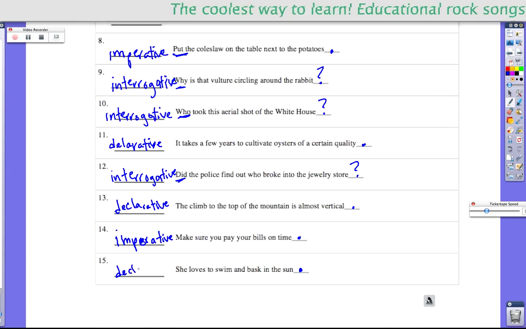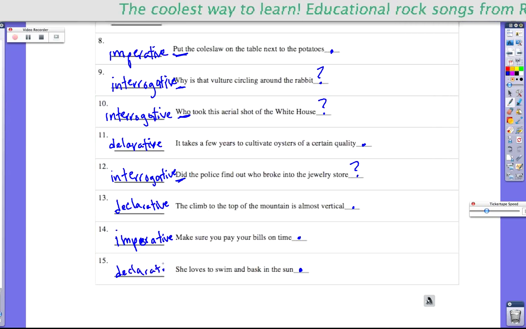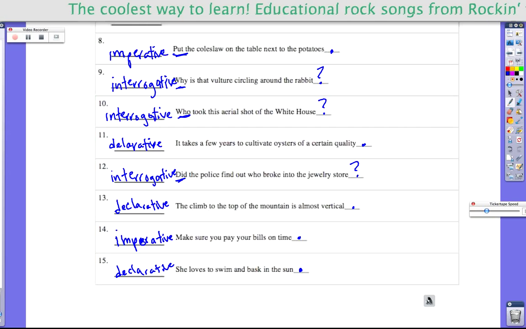All right, that's it on the 4 kinds of sentences. Again, here's the Rockin' the Standard song.